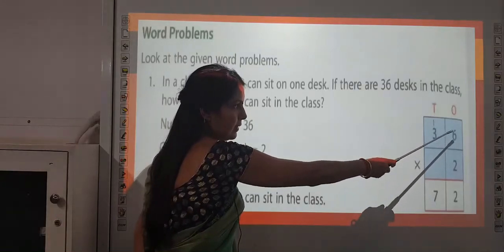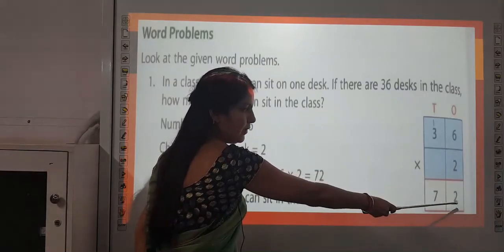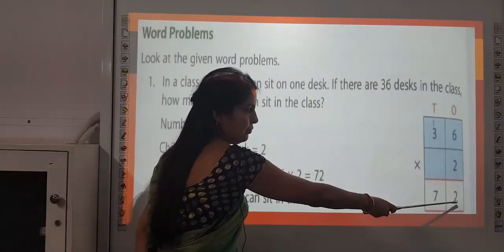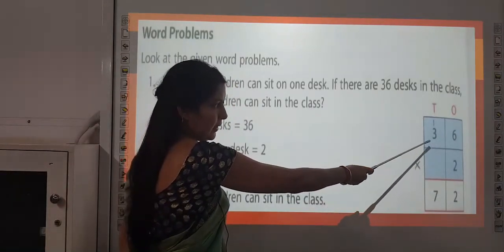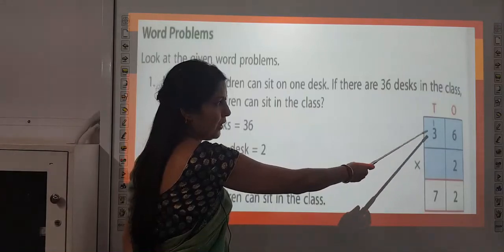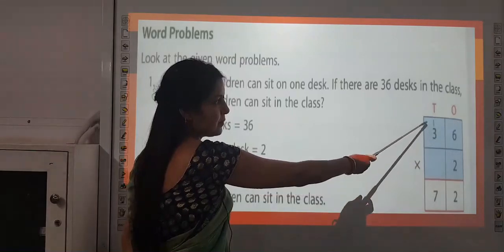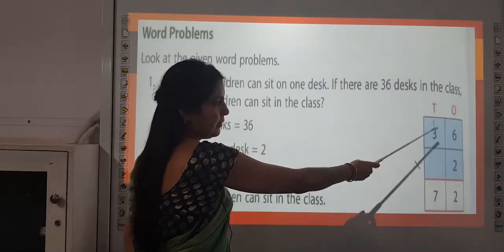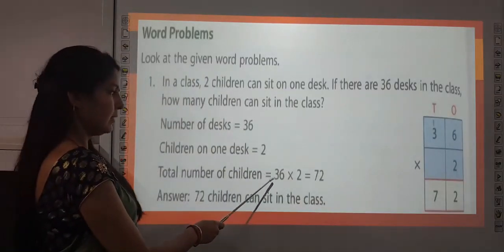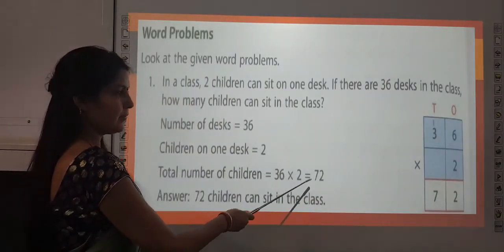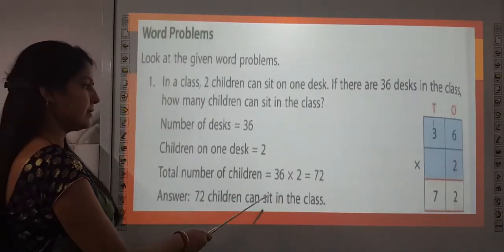Here 6 is at ones place, so we are going to multiply 6 by 2. It will be 12. We will write 2 at ones place, and we will carry 1 at tens place. Here 3 is at tens place, so we are going to multiply 3 by 2. It will be 6. 6 plus carried over number 1 will be 7. Total number of children, 36 multiplied by 2, is equal to 72. So the answer is 72 children can sit in the class.